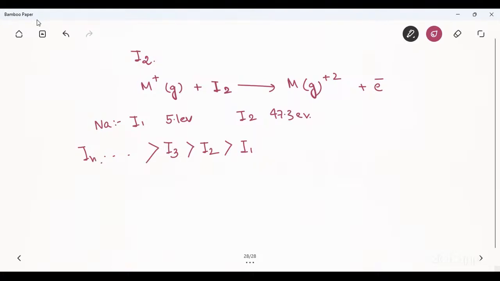And what are the different factors that affect the ionization potential? First is the atomic radius.